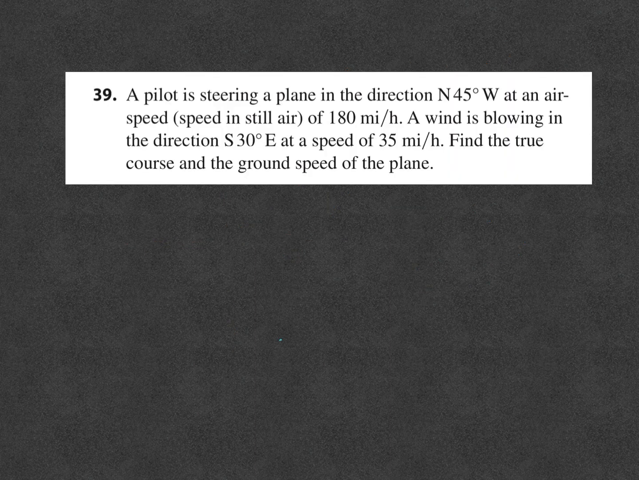A pilot is steering a plane in the direction of north 45 west at an airspeed of 180 miles per hour. So here's my plane. North is up, north, east, which we don't need, south, which we don't need, and west. Now, north 45 west means that we're coming from the north 45 degrees towards the west. So we're going to draw this triangle to go here because that's where we're traveling. That's where that angle is. So this is our x value, and this is our y.